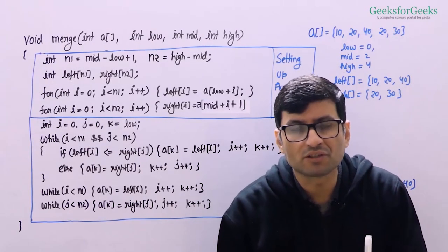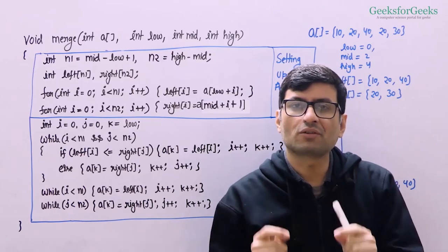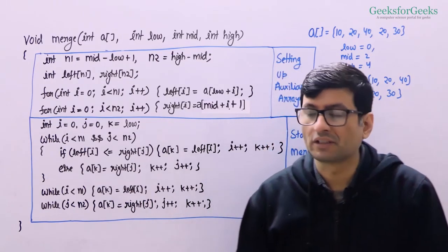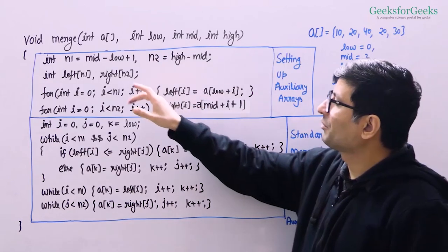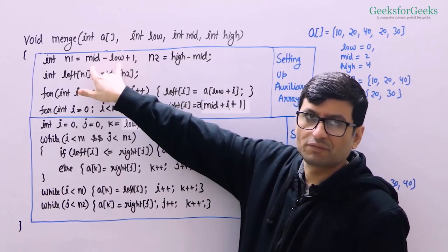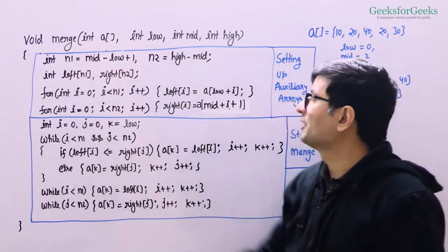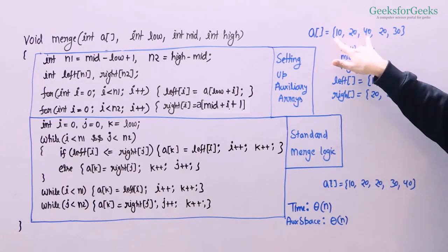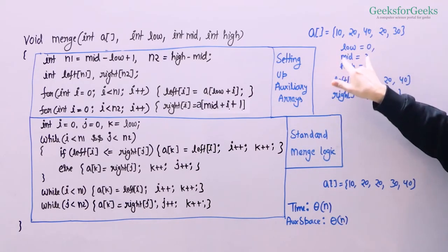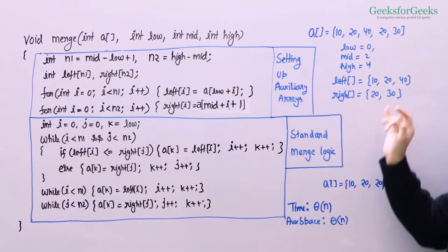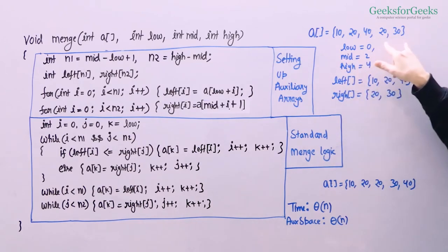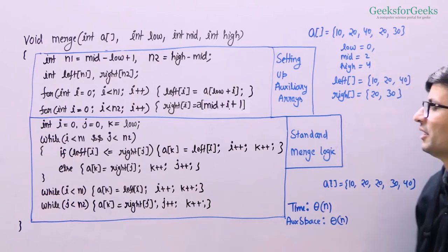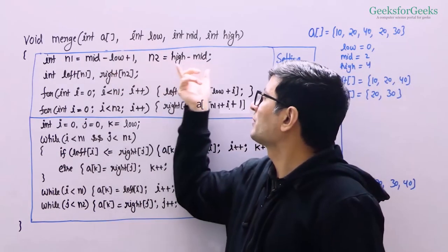Here is implementation of the merge function. We are going to use this function as it is in our merge sort implementation. What are we doing here? We are first getting the size of left array. See, if you are given this array, low is 0 and mid is 2, the size of this array is going to be 3, which means mid minus low plus 1. And size of right array from mid plus 1 to high is going to be high minus mid, which means 4 minus 2, 2. So we get the size of left array, size of right array.